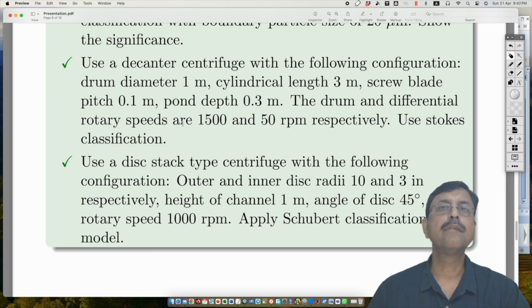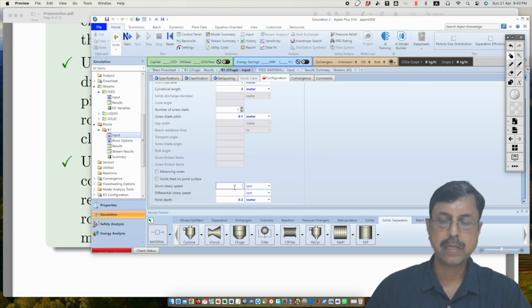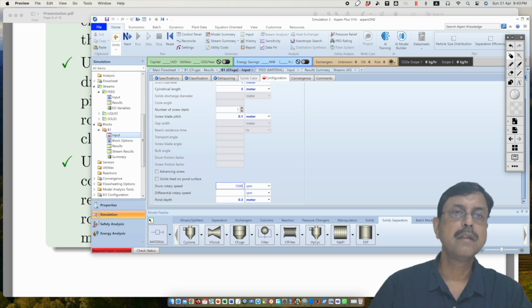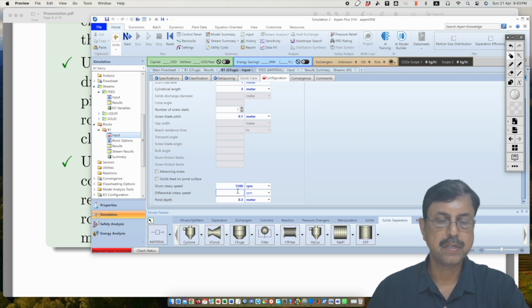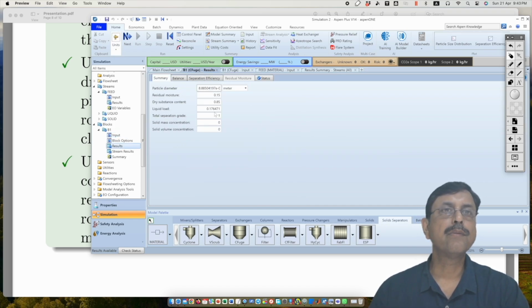Rotary speeds, drum and differential, they are 1550 over here. Okay, run. Okay, so the results are available. Let us go and see the results once again.